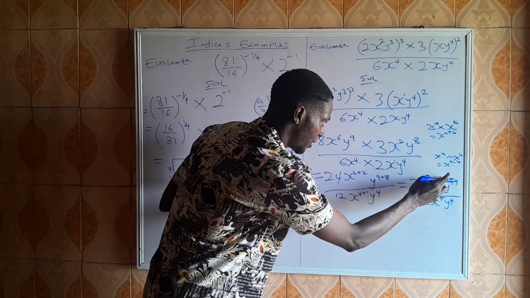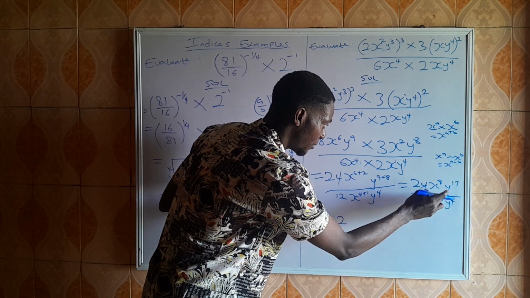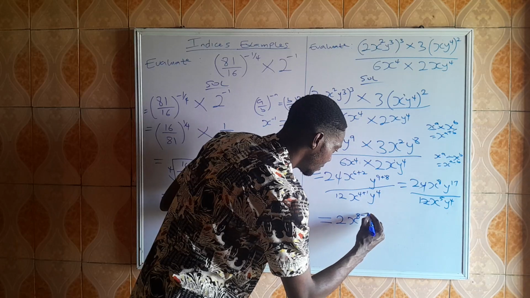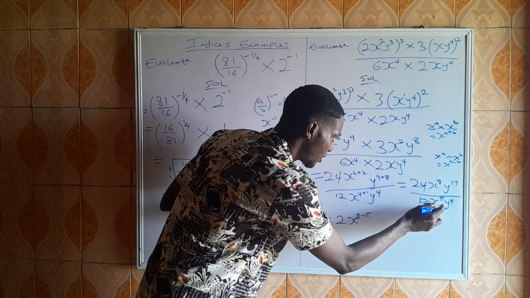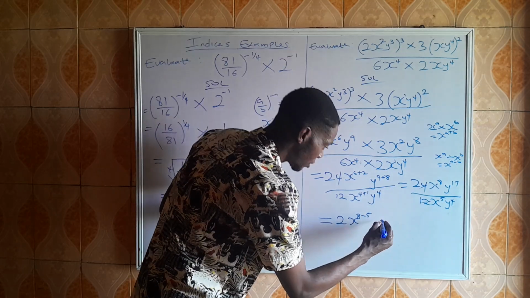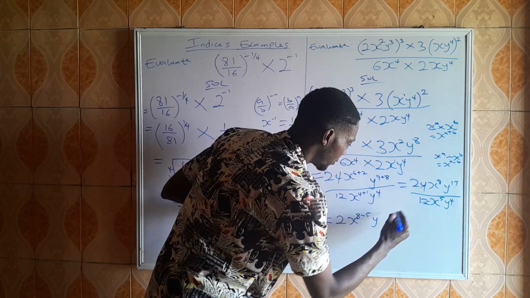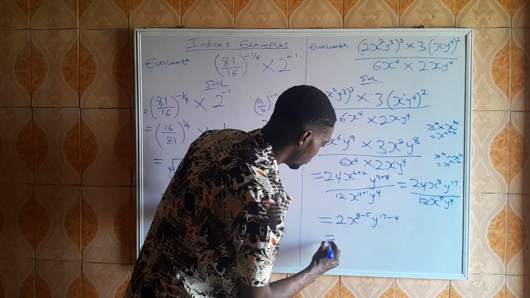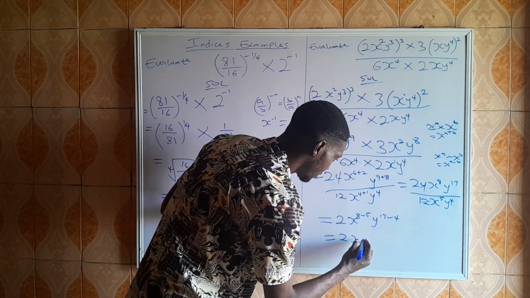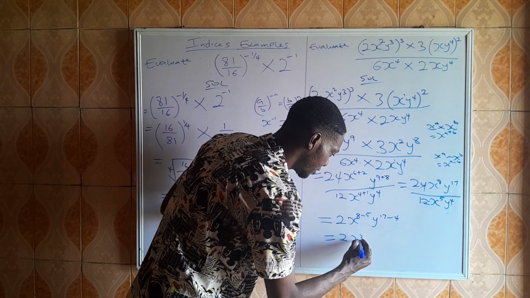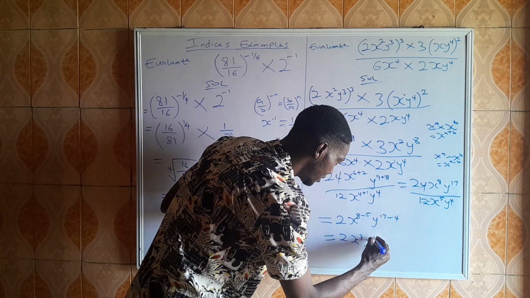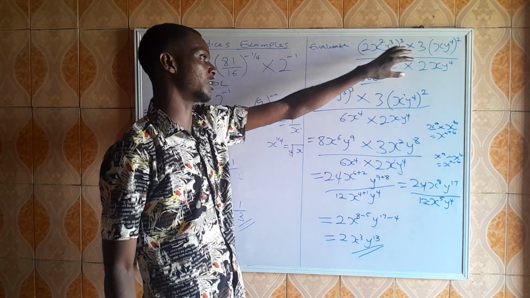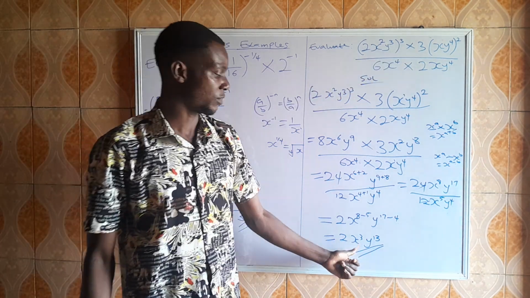So you have s raised to the power 8 divided by s raised to the power 5, that will be s raised to the power 8 minus 5. The division here will become subtraction. And you have y raised to the power 17 minus 4. So this becomes 2s, 8 minus 5 will be 3, and y will be 13. So this will be the answer. When you evaluate this expression, it will become this.